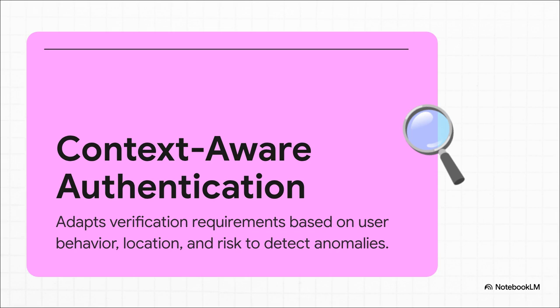Context-aware authentication is constantly looking at things like user behavior, location, and risk. So what happens if someone tries to log in from a totally new country at 3 a.m.? The system automatically flags it as risky and might demand extra proof of identity. It's like having an intelligent, dynamic bouncer at the door.